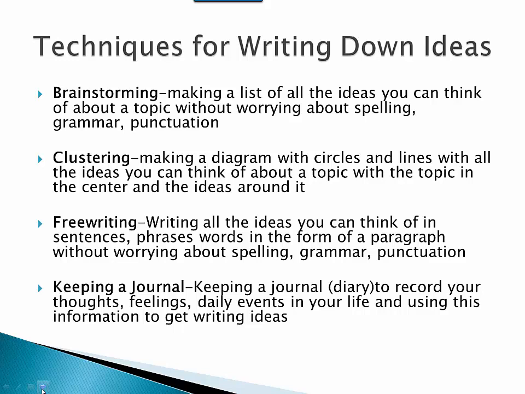Brainstorming involves making a list of all the ideas you can think of about a topic without worrying about spelling, grammar, and punctuation. Clustering involves making a diagram with circles and lines with all the ideas you can think of about a topic, with the topic in the center and the ideas around it. Free writing involves writing all the ideas you can think of in sentences, phrases, words in the form of a paragraph without worrying about spelling, grammar, and punctuation. Keeping a journal means keeping a diary to record your thoughts, feelings, and daily events in your life, and using this information to get writing ideas.